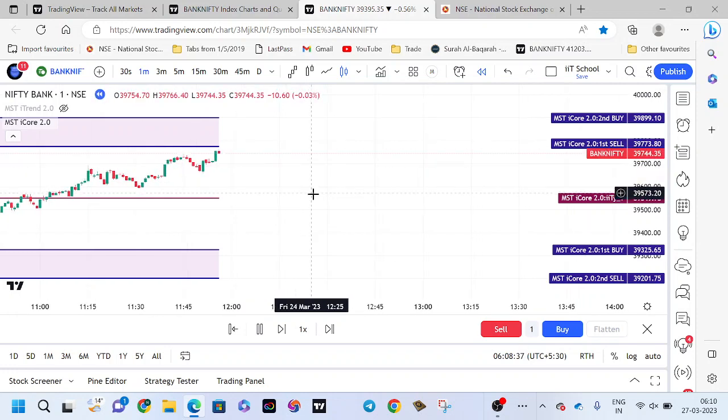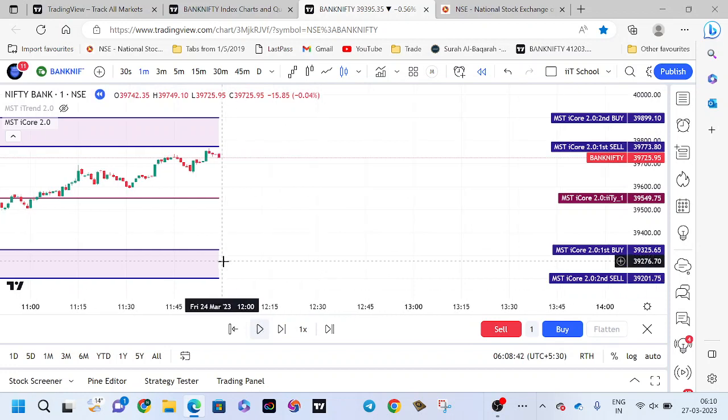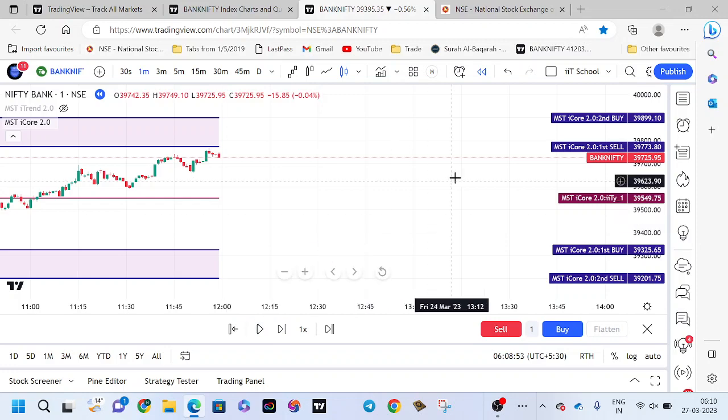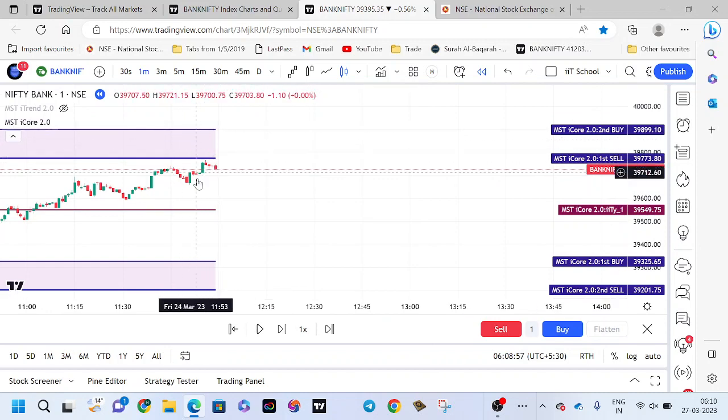It is almost nearing, yeah. So we got our entry here, 39,766. Now we have taken the 39,700 put option and our stop loss will be 39,900 on a closing basis. If the market goes to the upper side, to the second line, on a closing basis, we will exit the put option. Again we will be buying the call option. So hope it is clear.